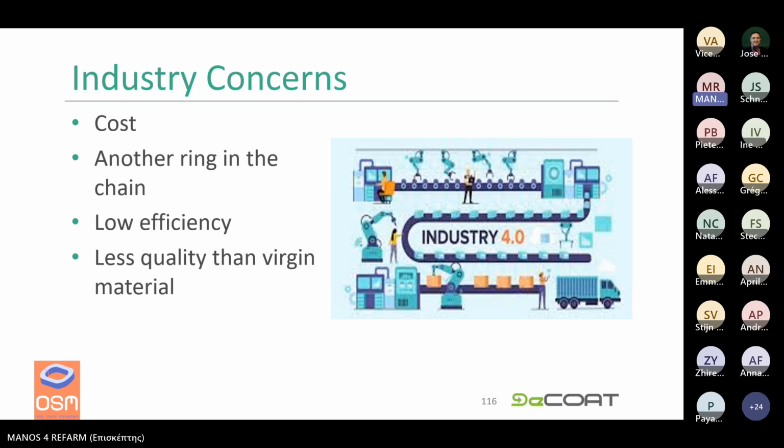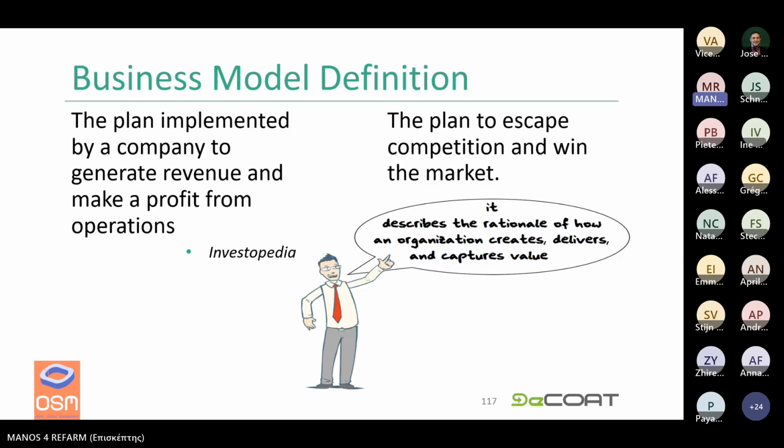Now, recycling and waste management is not so easy, and there are mainly concerns from industry. Company owners and shareholders think that it provides costs. It's another ring of the chain, bringing more complexity, again, more costs. It lowers efficiency of the production, and the final products have less quality than when using virgin materials. And these are the problems that we need to address by appropriate business models.